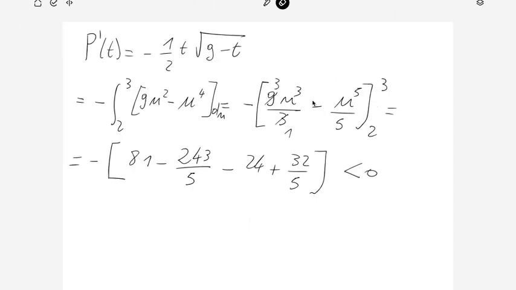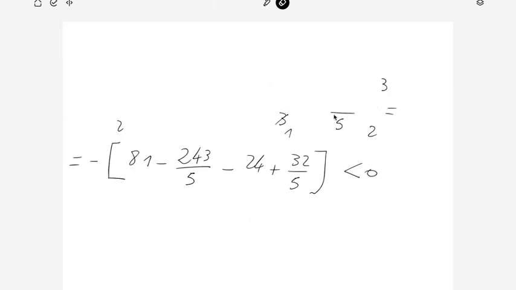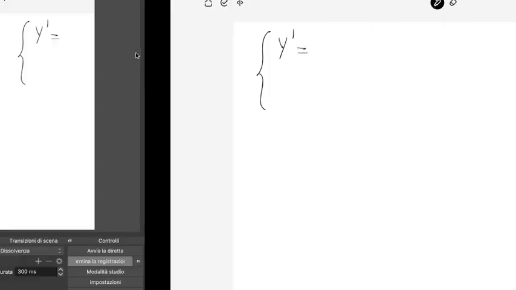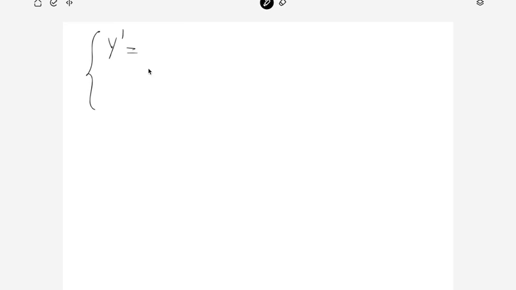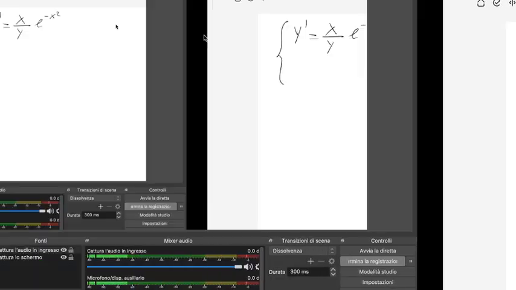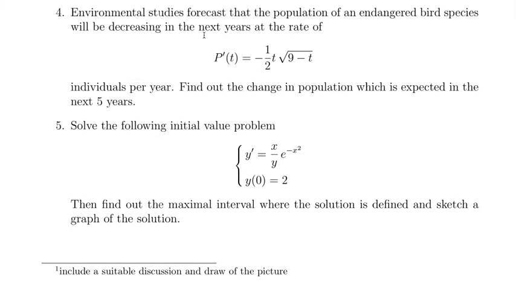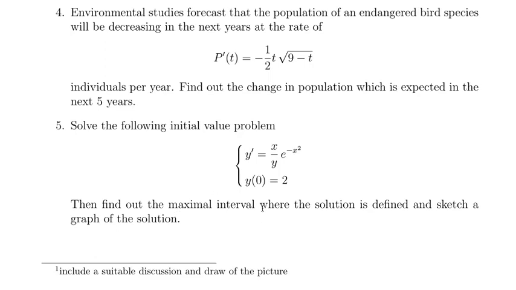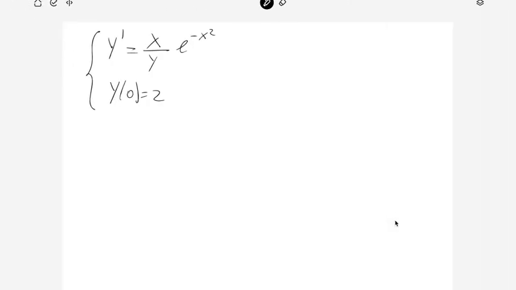Okay, last exercise. Solve the following initial value problem. y prime is equal to x over y e to minus x squared, y at 0 is equal to 2. Then find the maximal interval where the solution is defined and sketch a graph of the solution.